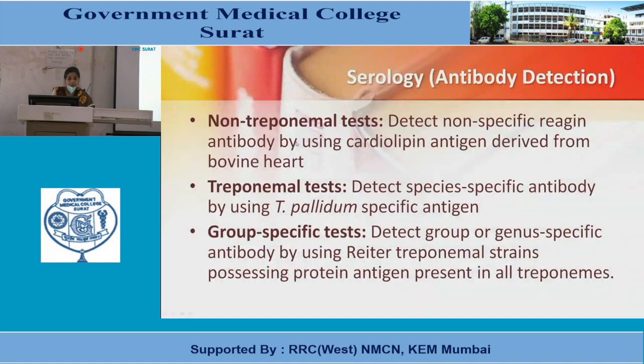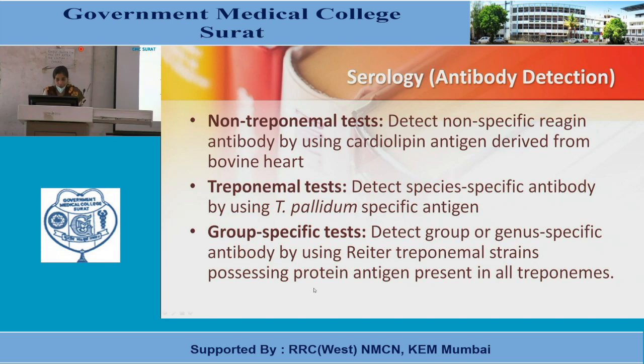Now serological test is antibody detection, divided into non-treponemal test and treponemal test, and another is a group-specific test. The non-treponemal test we are using for the screening of syphilis. It detects non-specific reagin antibody by using cardiolipin antigen derived from bovine heart. Another is a treponemal test. It detects species-specific antibody by using Treponema pallidum species-specific antigen. And another is a group-specific test. They detect group or genus-specific antibody by using Reiter's treponemal strain possessing protein antigen present in all treponemes.